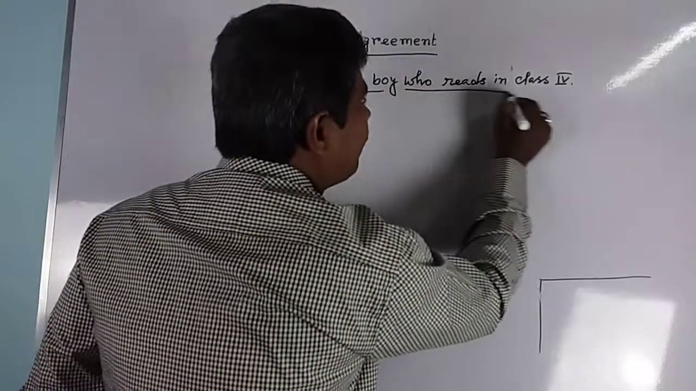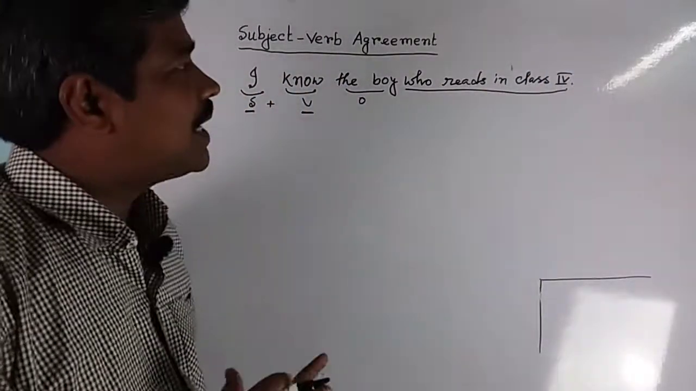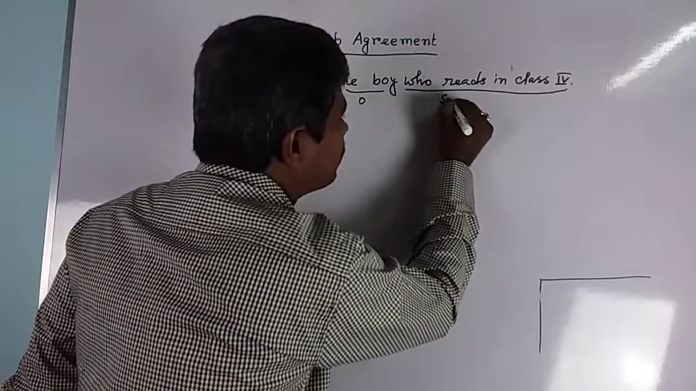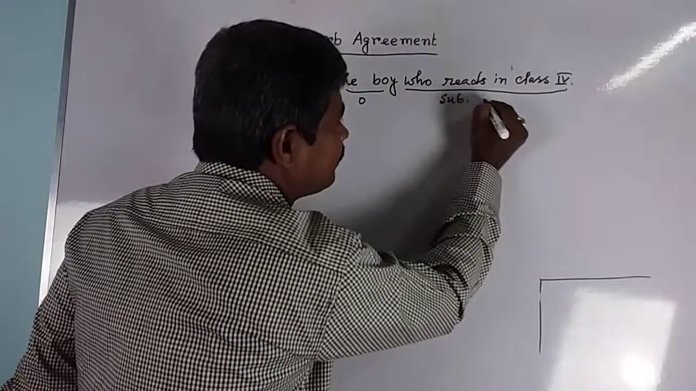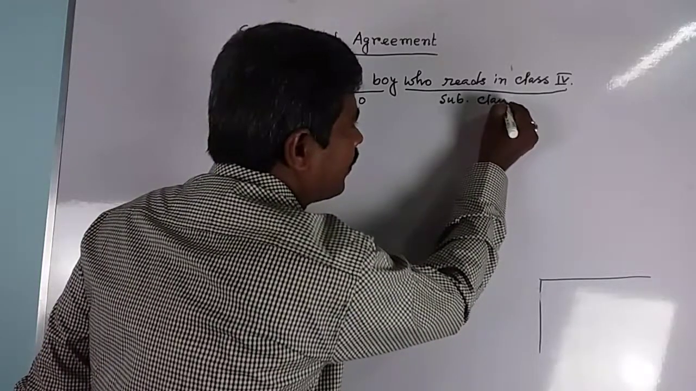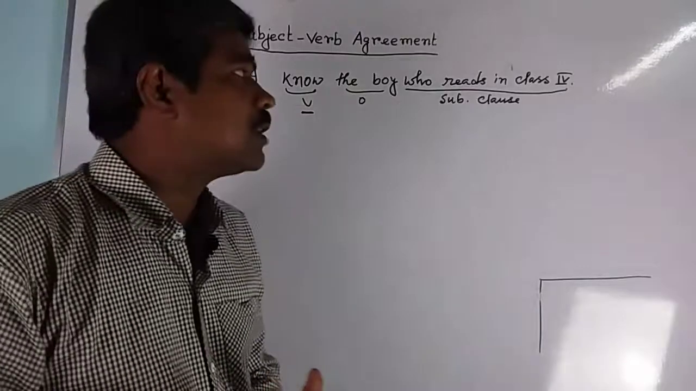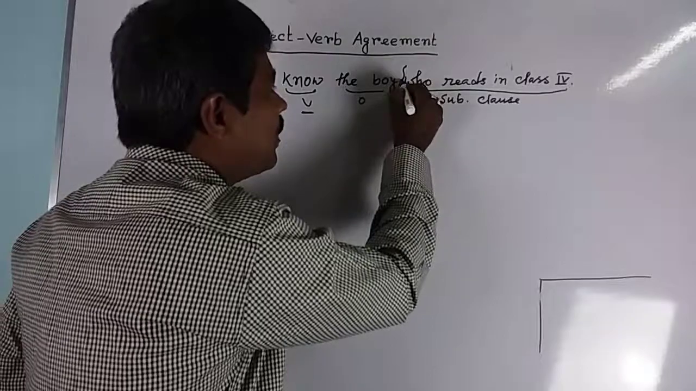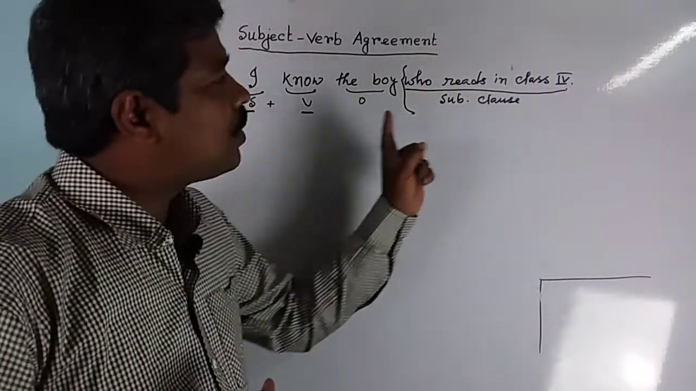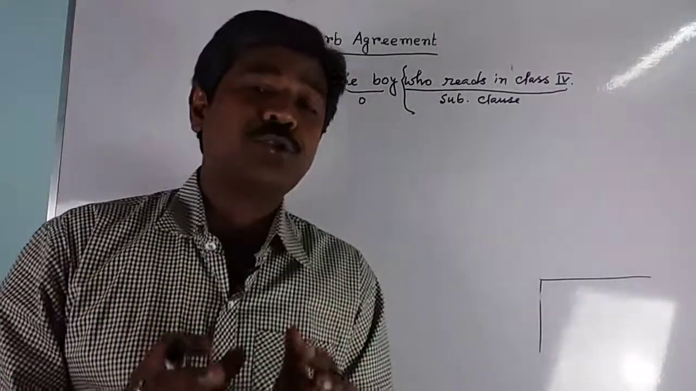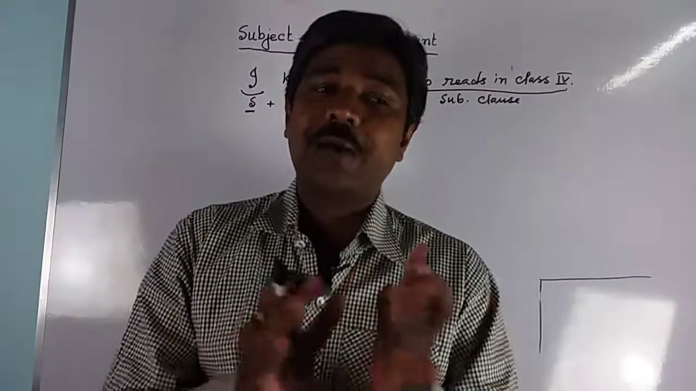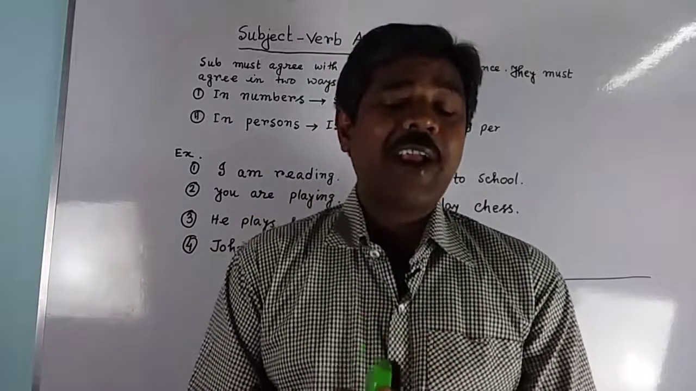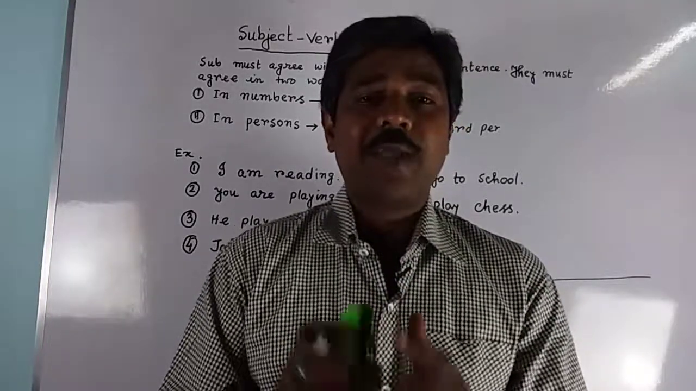So in this part you can see I have written who reads in class 4. This part is called a subordinate clause, or dependent clause, because it does not have any complete sense. The sentence is incomplete. But there is also a subject and also a verb. Our duty is to choose the proper verb according to the subject. So my dear friends, the verb must agree with the subject in number and person.